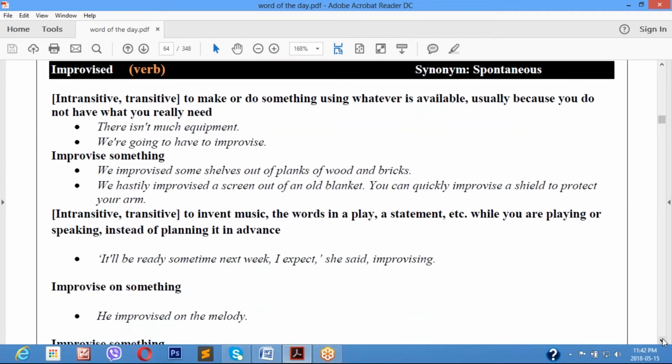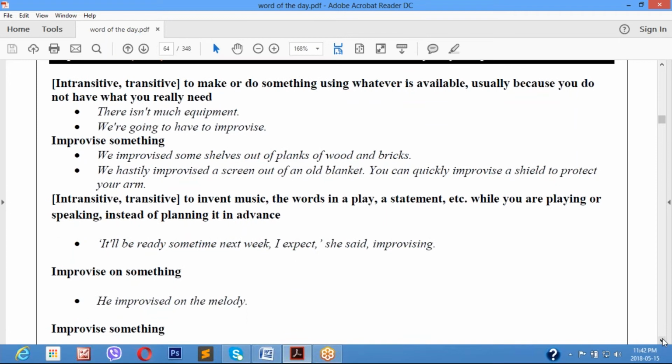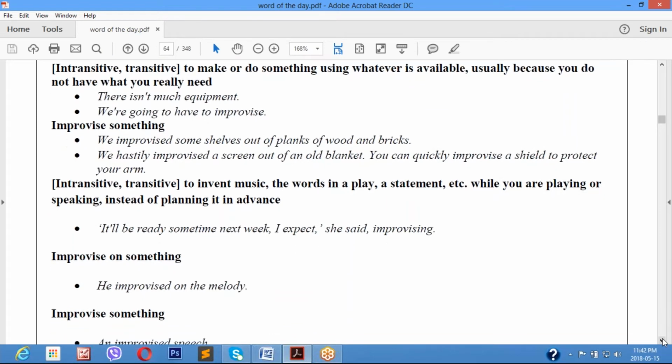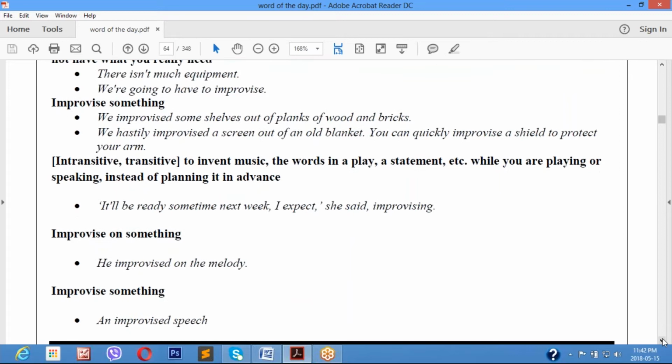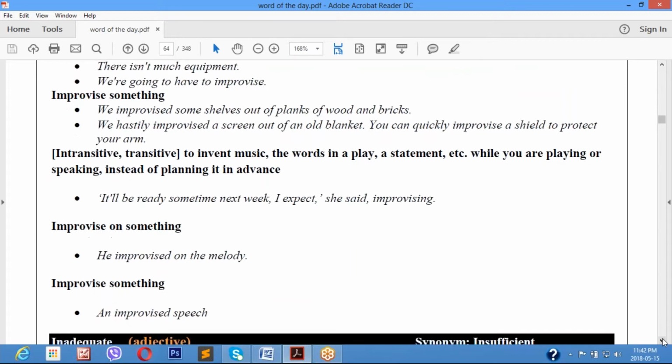ठीक है जी. Speaking instead of planning it. एडवांस ये इसके ऊपर एक और है कि जी, there is another meaning. It will be ready sometimes next week, I expect, she said, improvising.